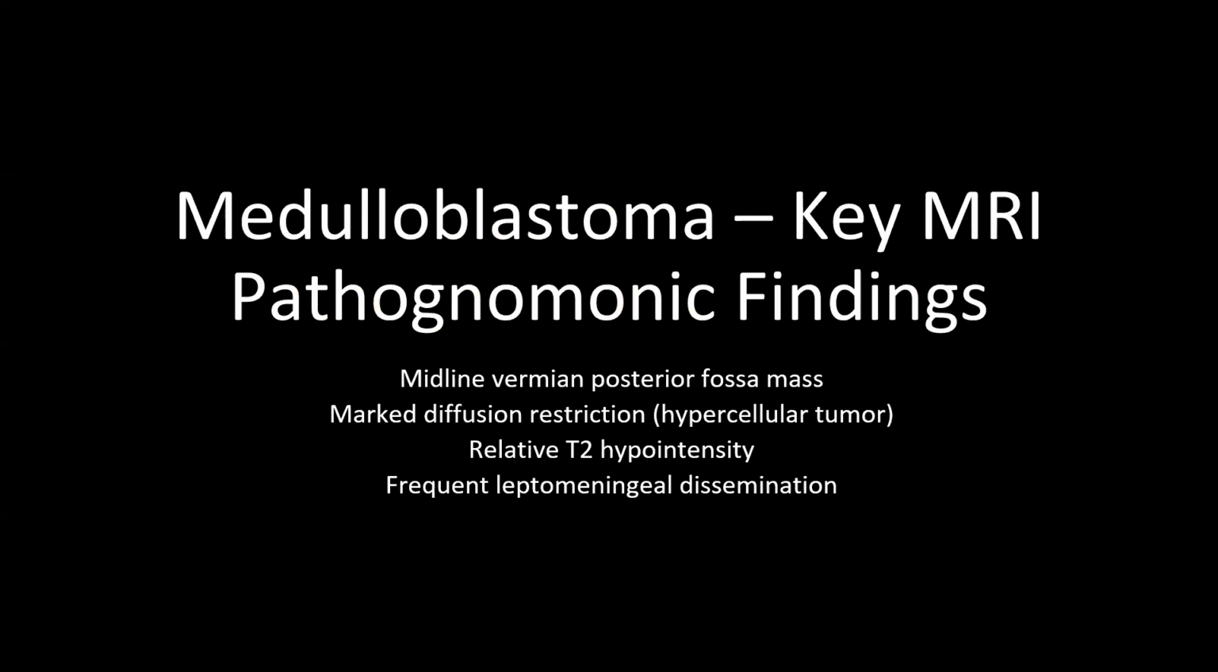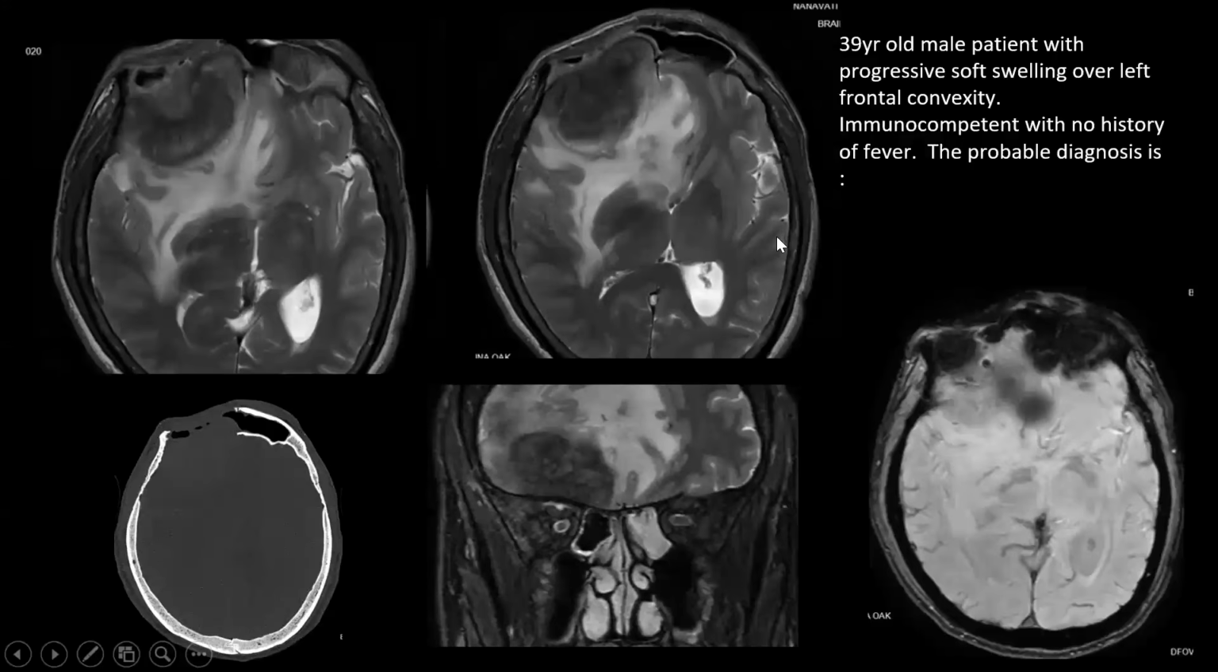So, midline vermian posterior fossa mass, which is hypercellular. So this is a lesion which will show you restricted diffusion because of its cellularity. The learning point is anything which is cellular, like lymphoma, like medulloblastoma, like round cell tumors, will exhibit restricted diffusion because of the hypercellularity, relative T2 hypointensity and frequently associated leptomeningeal dissemination. So whenever you have a midline tumor like a medulloblastoma, you should always screen the entire craniospinal axis. You should perform post-contrast spine screening as well, just to make sure that there are no drop metastasis.